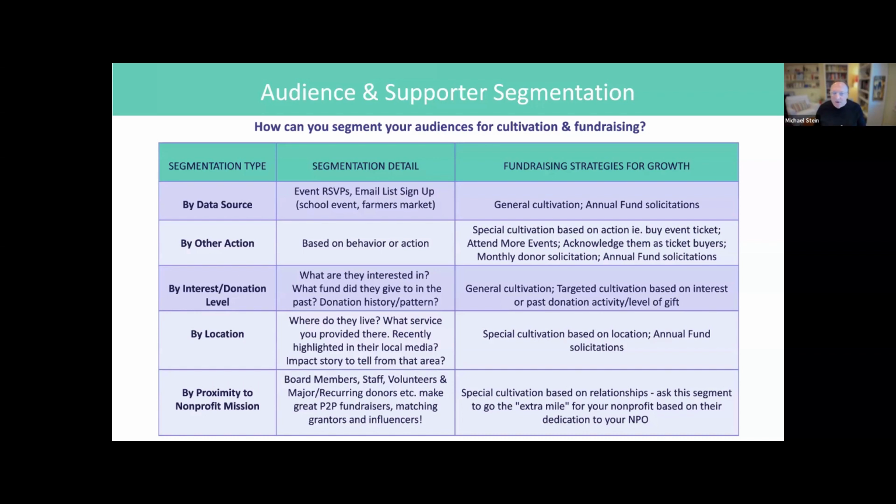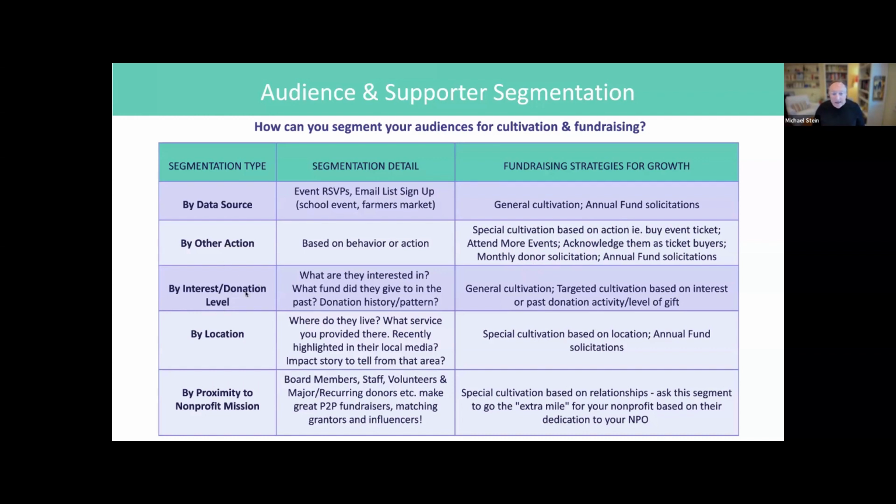Because we actually know something very specific about their interests, this group is ripe for more fundraising and cultivation. You can put them in your annual fund solicitations. Often folks like this that come to your events over and over are perfect to become monthly donors.